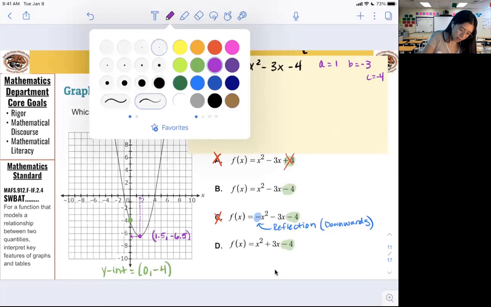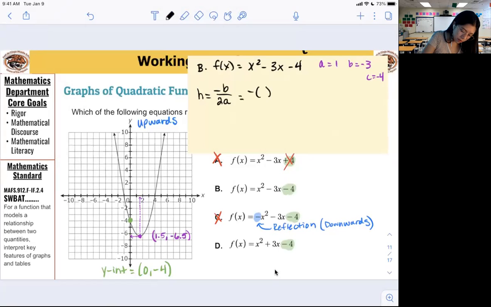All right, so now I just go ahead and plug those numbers in. So negative negative 3 over 2 times positive 1. So I have a double negative. What does that turn into? Positive. So I have positive 3 over 2. What's 3 divided by 2? 3 divided by 2 is 1.5.